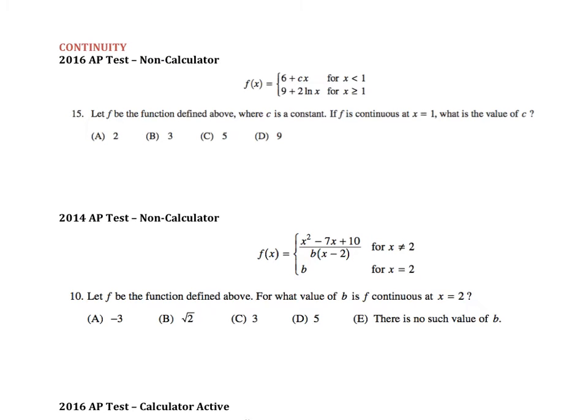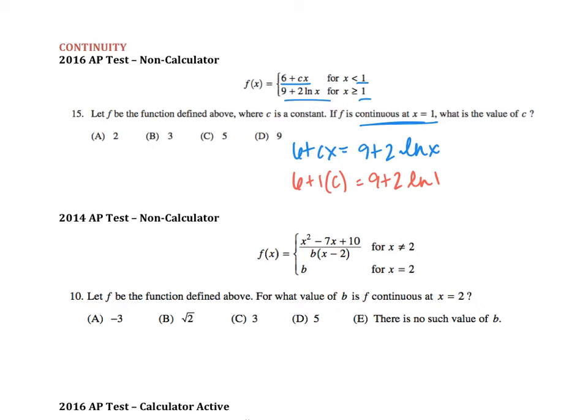All right, in order for a function to be continuous, the value of the function at the point and the limit have to be equal to one another. So I'm going to set 6 plus cx equal to 9 plus 2 times the natural log of x. They want to know, is it continuous at 1? So I'm going to go ahead and plug in 1 for my x. And that's equal to 9 plus 2 natural log of 1. We know that natural log of 1 is 0, so this is gone. We would have 6 plus c equals 9. Therefore, my c has to be equal to 3.